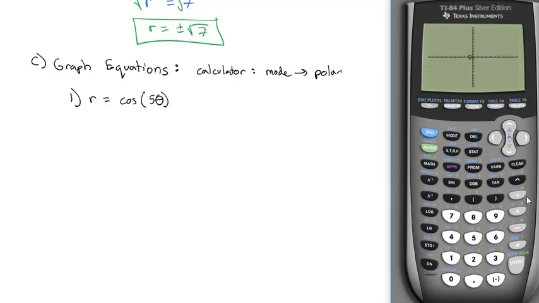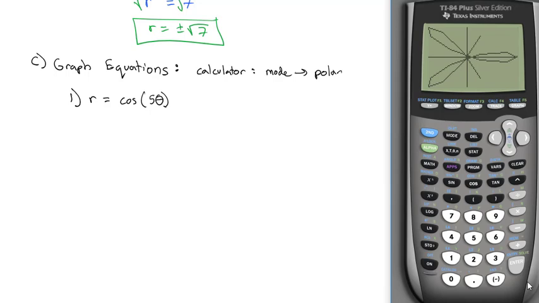Looks really tiny. Probably should zoom in to get a better idea of what's going on. If you hit zoom and scroll down a bit, there will be a zoom fit option. And depending on the type of calculator you have, it might be a different number. It's number 0 on mine. But when I do zoom fit, that's going to zoom me in.